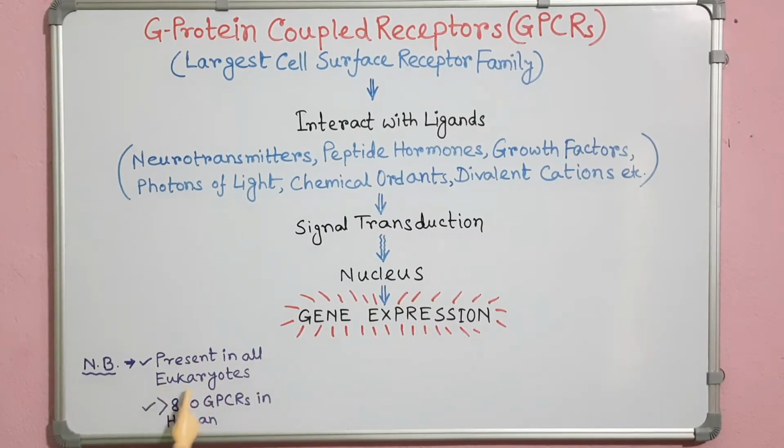GPCRs are present in all eukaryotes from yeast to mammals. More than 800 GPCRs have been identified in humans.